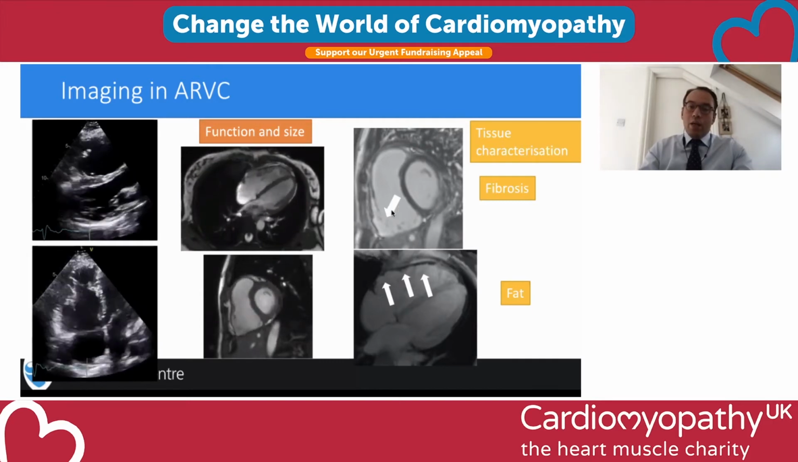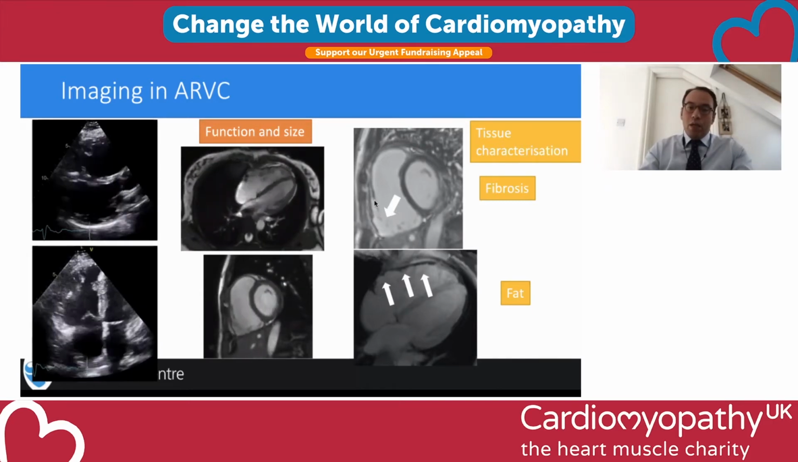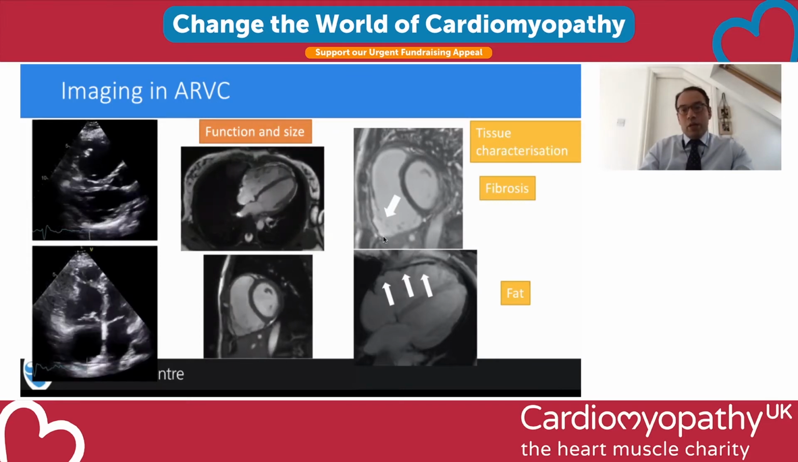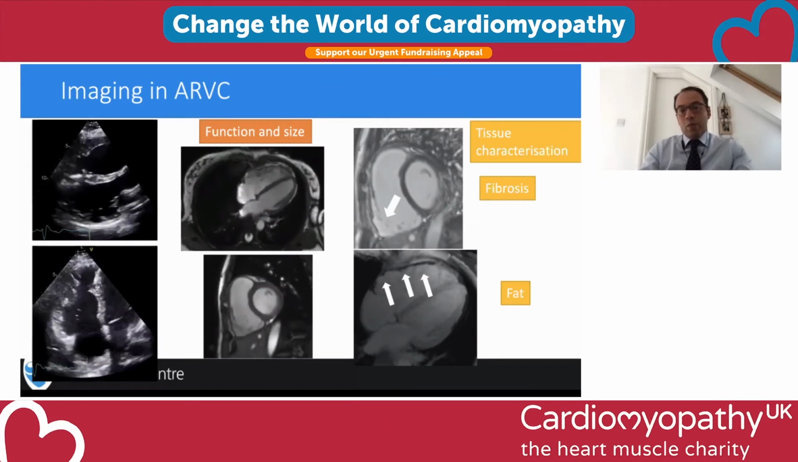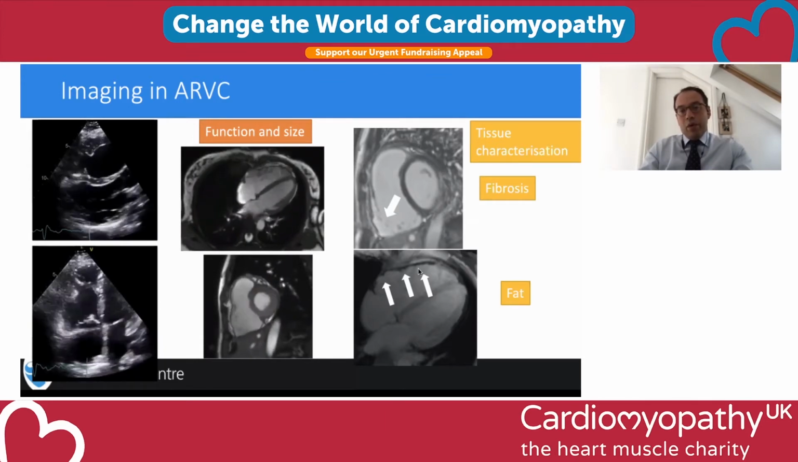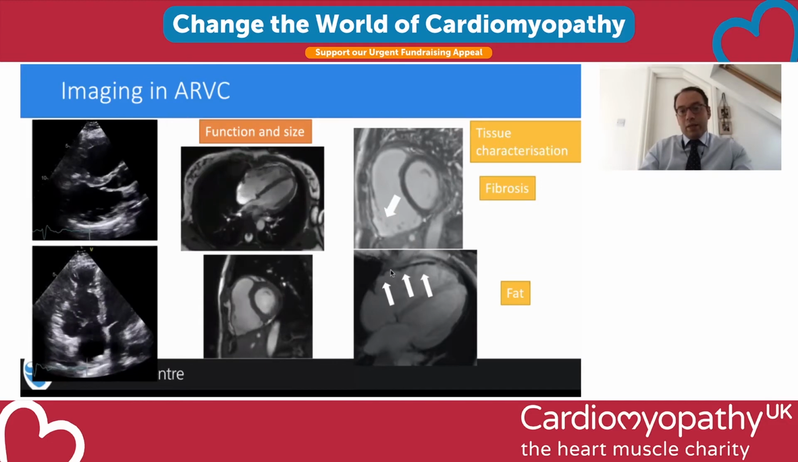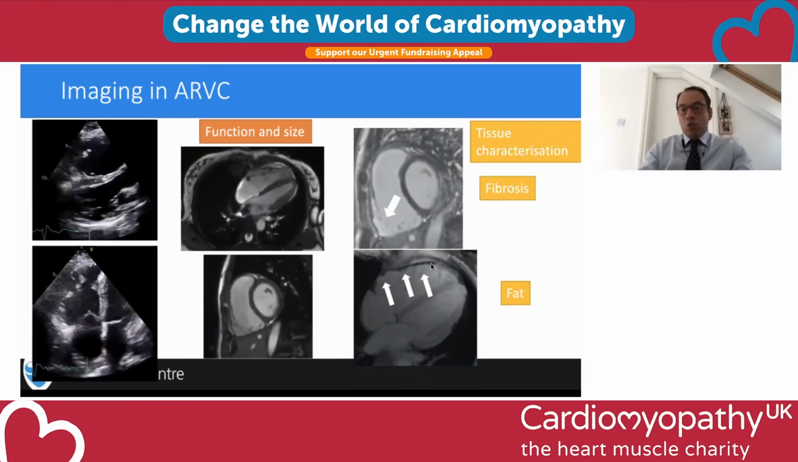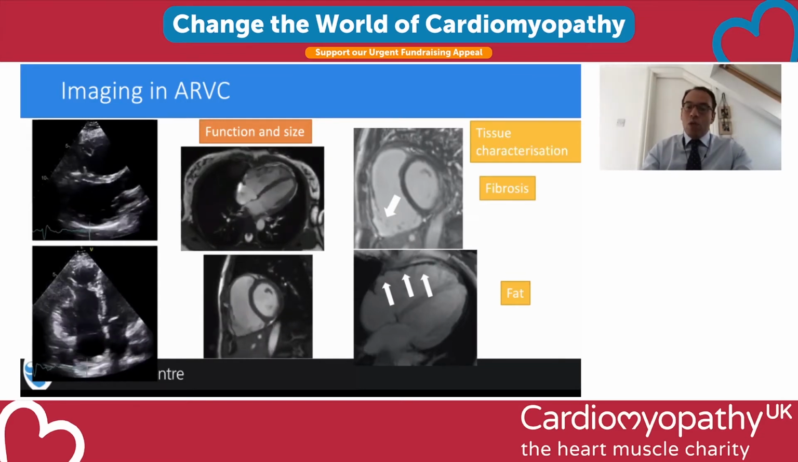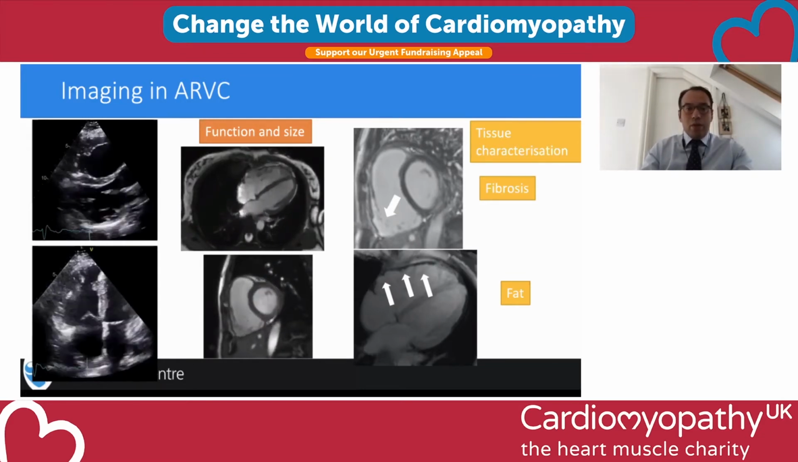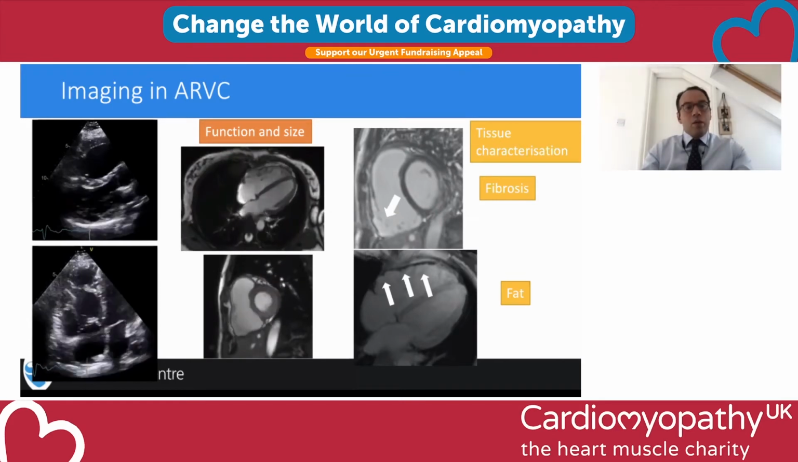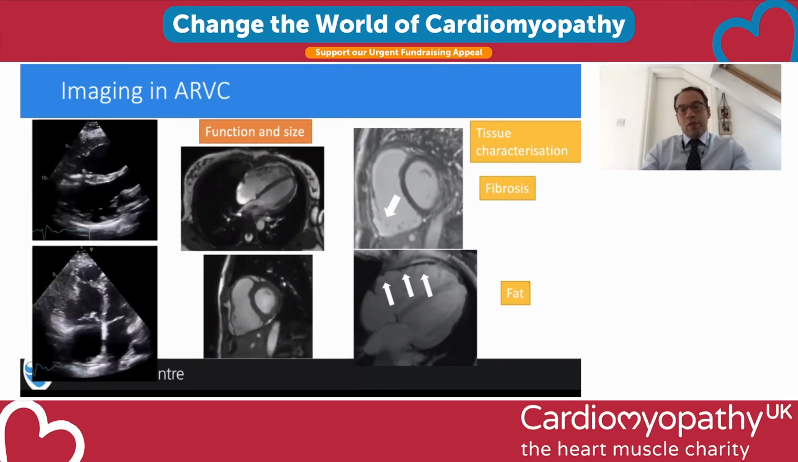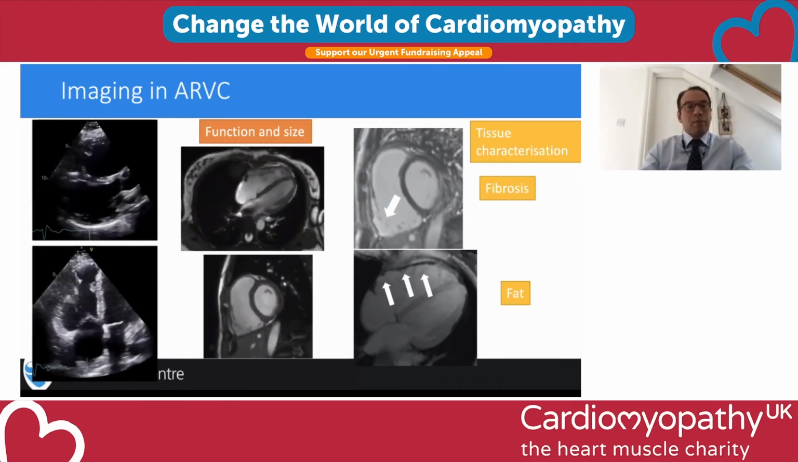And here, where the arrow points, you can see the white along the right ventricular wall, which is the scar tissue in the right ventricular myocardium. And here, where the other arrows point, the black line is essentially the fat infiltration. So we do have specific sequences on the MRI, which enable us to assess a lot about the tissue characterization, the myocardial fibrosis and fat replacement in ARVC.